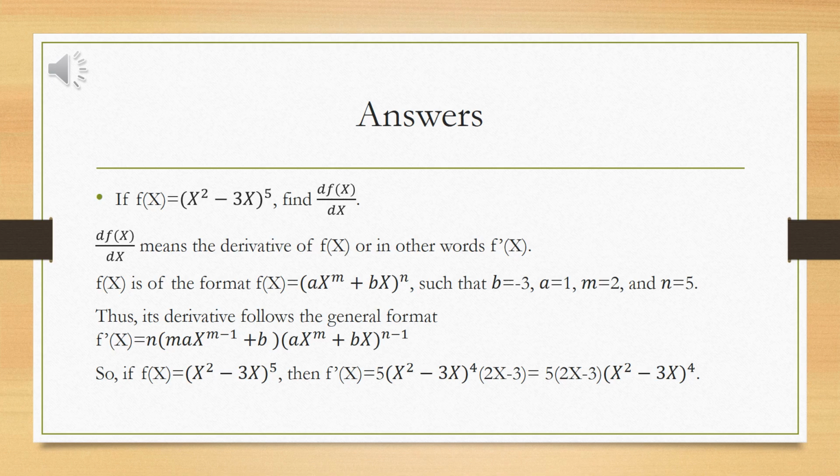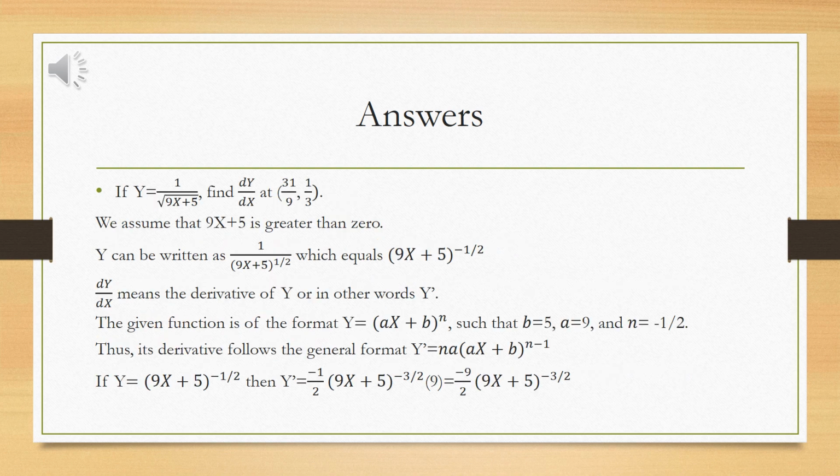So, if f of x equals (x squared minus 3x) to the 5, then f prime of x equals 5 times (x squared minus 3x) to the 4 times (2x minus 3), which is 5 times (2x minus 3) times (x squared minus 3x) to the 4.